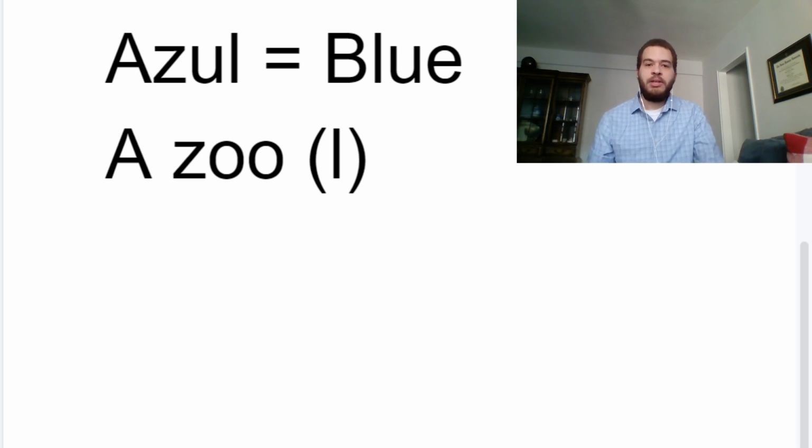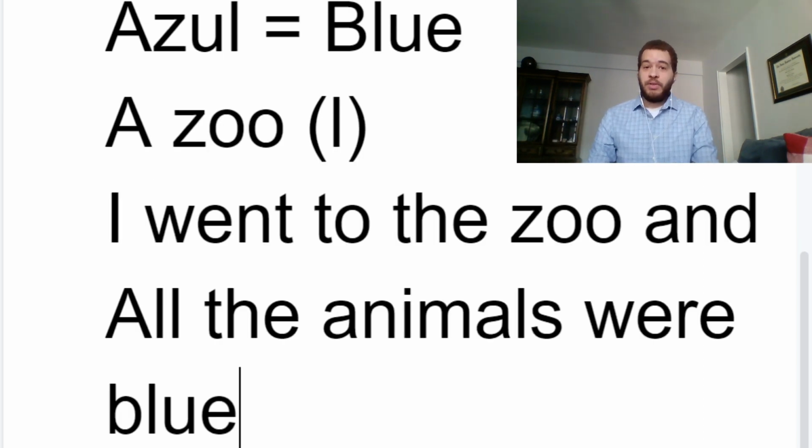And then what we can do is, now we have this idea of a zoo when we're thinking about azul. Now we need to just connect the meaning of a place with a lot of animals and the definition that we want to learn, which is blue. So how about this? I went to the zoo and all the animals were blue. If you can think in your mind, you have to really picture it and imagine.